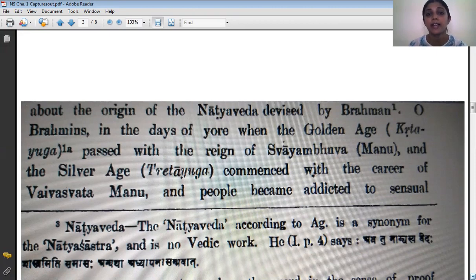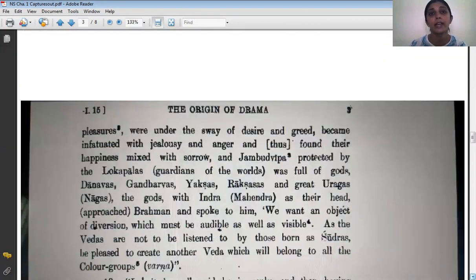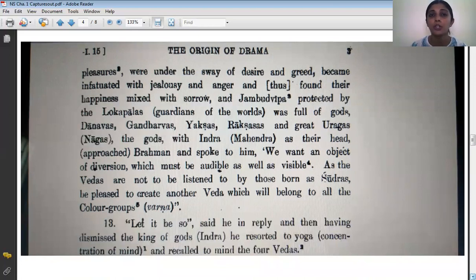And he then says that in the ancient times, when people had got addicted to sensual pleasures, when they had forgotten their basic duties, when they had been under the sway of greed and desires, and they were living a very mean life, at that time the Gandharvas, gods, Yakshas, semi-divine beings, we may say, approached Brahma, a great seer, and said that we want an object of diversion. The people on earth are living a very mean, very low life. And we really want something to uplift and enlighten ourselves through refined enjoyment.